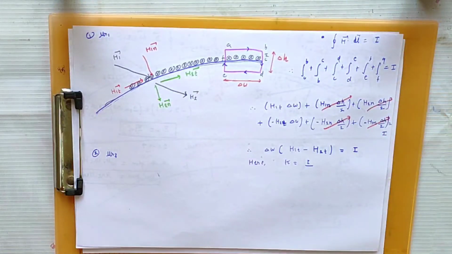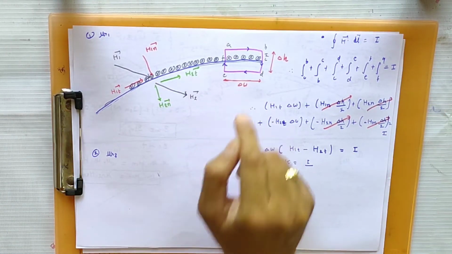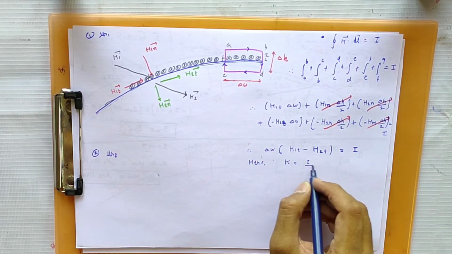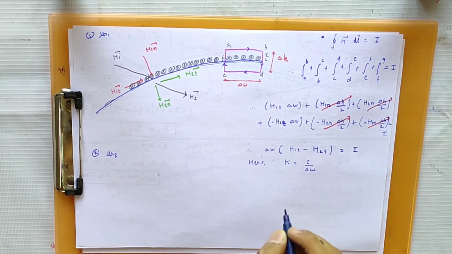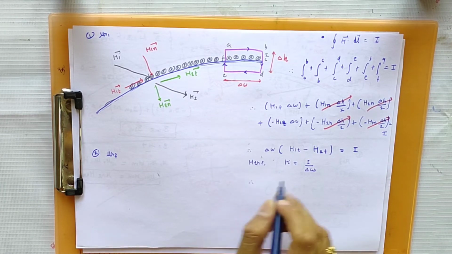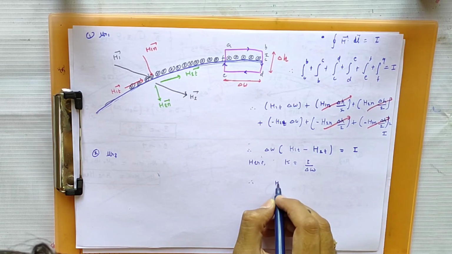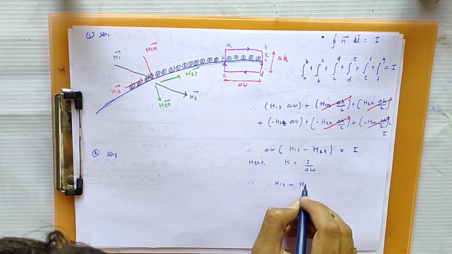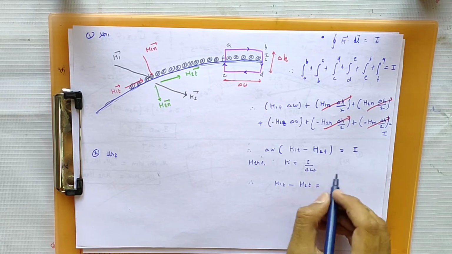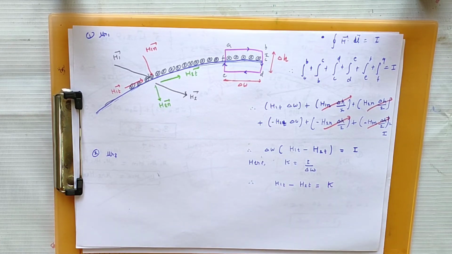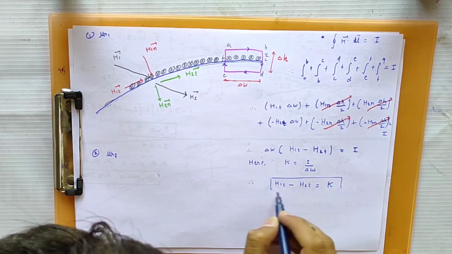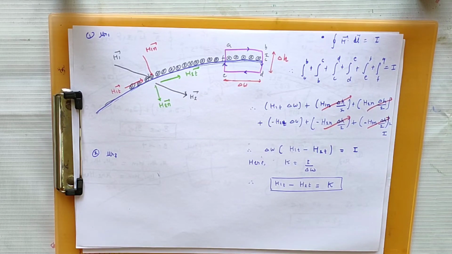So this current density depends only on delta W. So K is equal to I upon delta W. Clear? So K is known as surface current density. I have to put this value here, so H1T minus H2T is equal to K, where K is known as surface current density. So this one is the relationship of the tangential component.